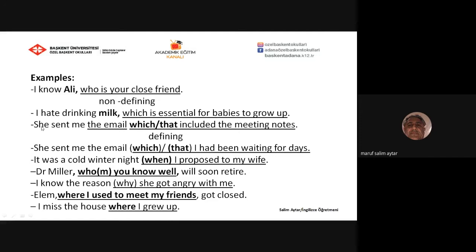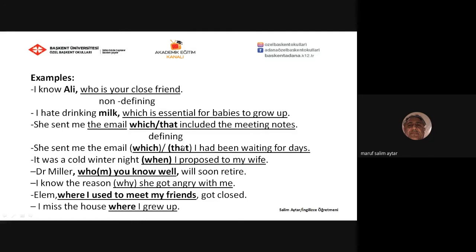But in the third example, we say, she sent me the email, which included the meeting notes. You will ask all the time which email. So this relative clause gives necessary information about the noun before it. Therefore, it must be a defining one. Mind you, no comma here. She sent me the email I had been waiting for days.